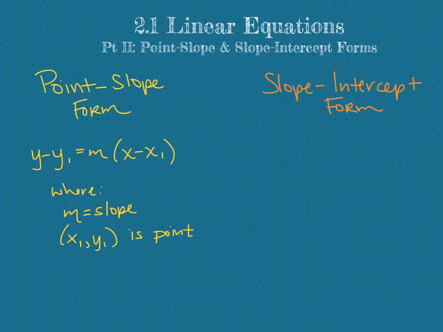And then slope-intercept form is probably the one you're more familiar with, and that is y equals mx plus b. And that's where m is the slope, always, and b is the y-intercept.